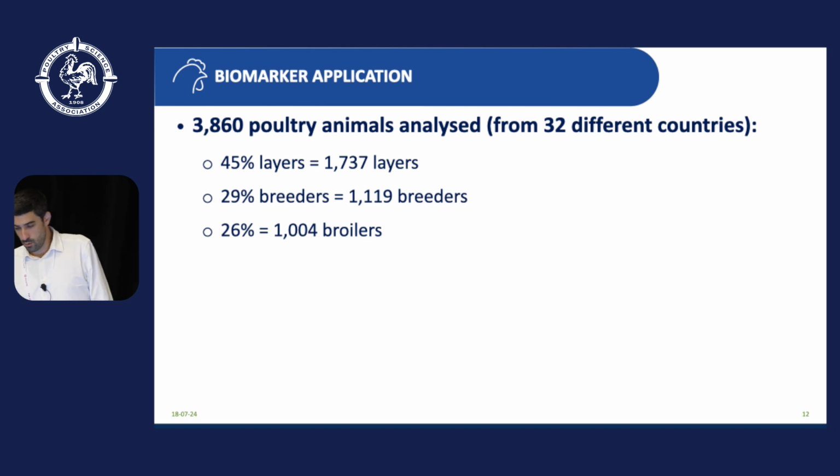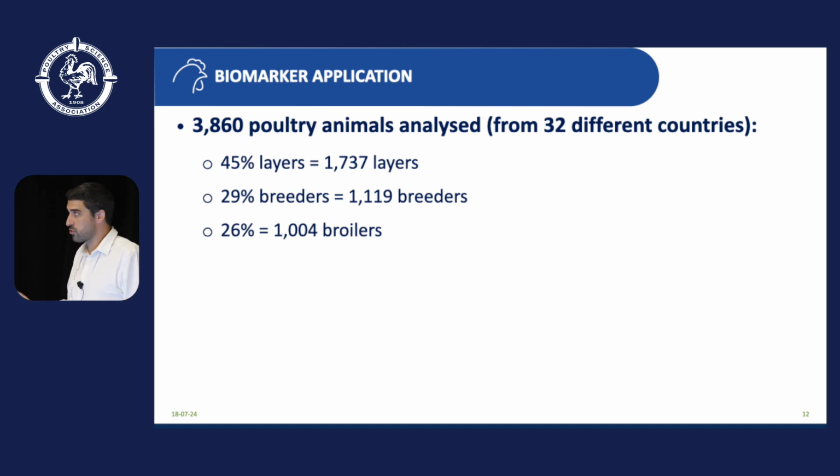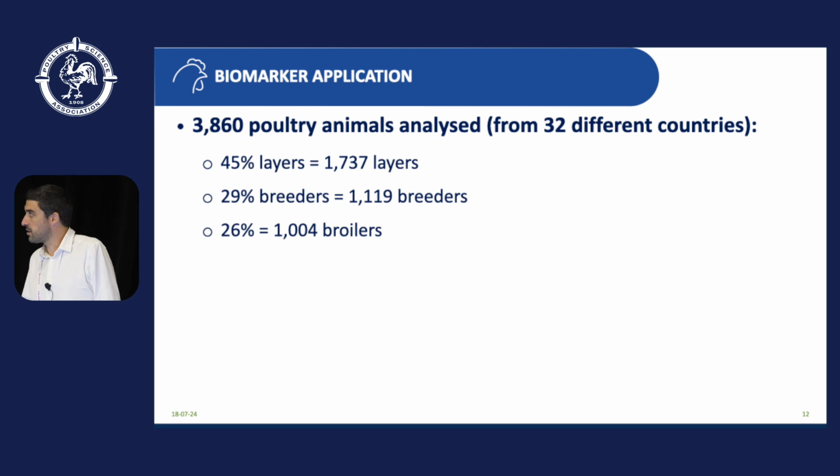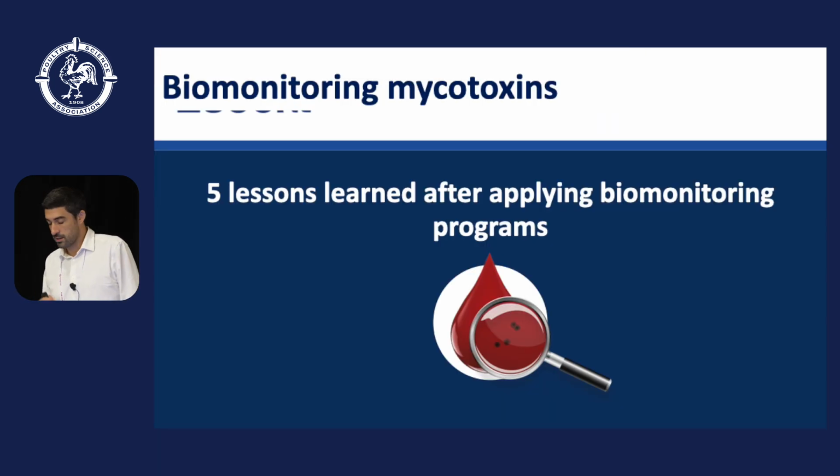At this moment, we have analyzed almost 4,000 birds from around the world, from 32 different countries. Here you can see the distribution, mainly layers, breeders, but also broilers. From all these analyses, we can extract 5 main lessons, conclusions that I will try to introduce you now in the next slides.